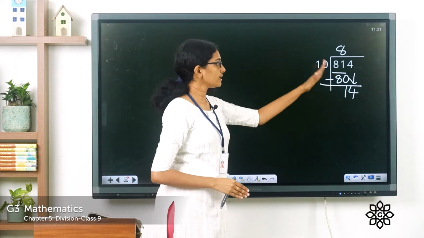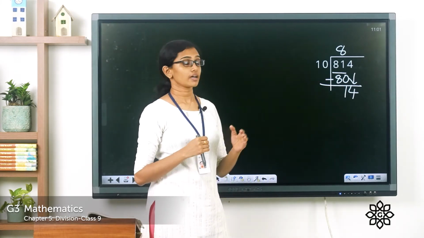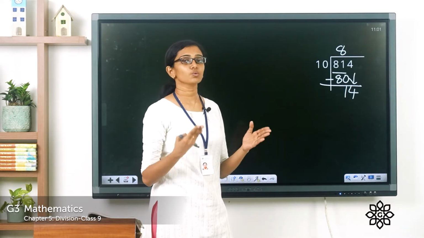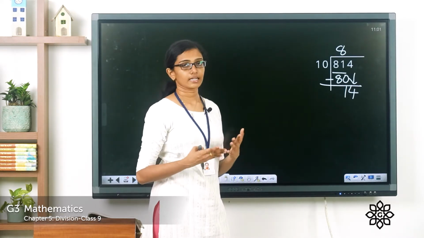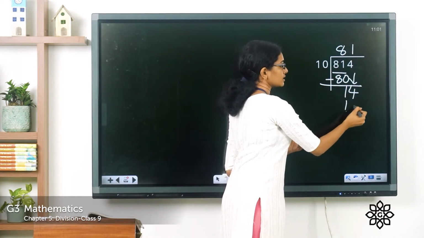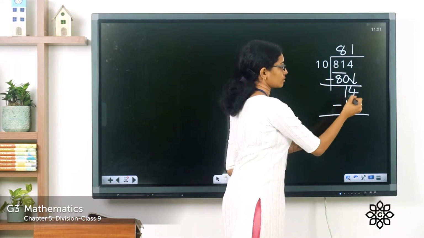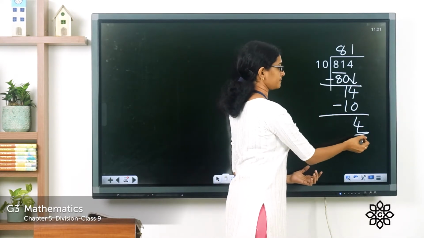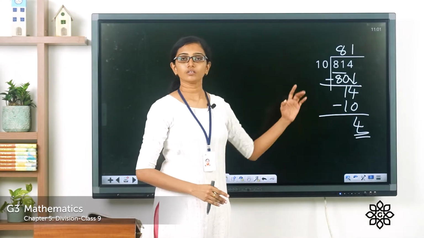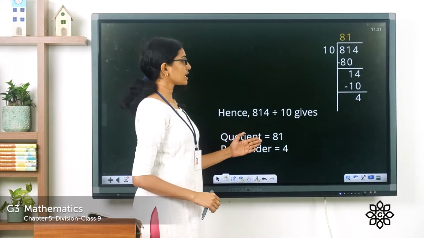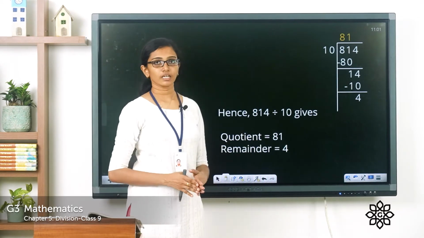Now let's do 14 divided by 10. And how many tens will go in 14? 10 ones are 10 but 10 twos are 20. So 10 ones are 10. That is enough. So write that 1 here. Do the subtraction and we get 14 minus 10 is equal to 4 here. No more digits to bring down. Let's stop the division right there. So what is the quotient? The quotient is 81 and the remainder is 4.